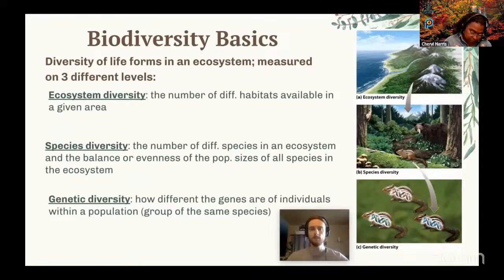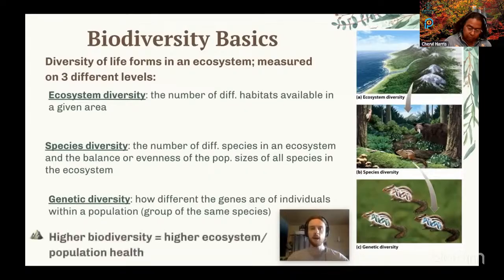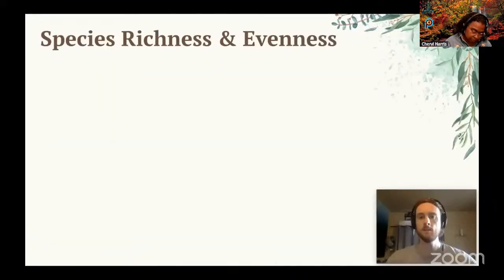And finally, it's really important to understand that the higher the biodiversity, in general, the higher the health of the ecosystem or the more healthy the population is. So we'll talk about numerous reasons for this as we continue with today's video. As I mentioned, there's 2 different ways of measuring species diversity. That's richness and evenness, and we'll talk about those now.